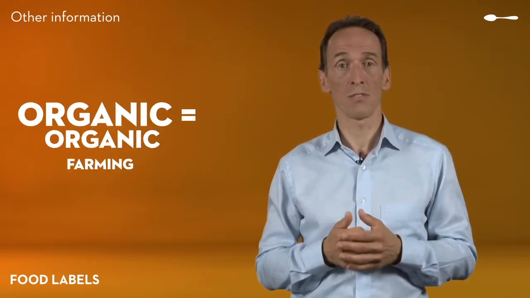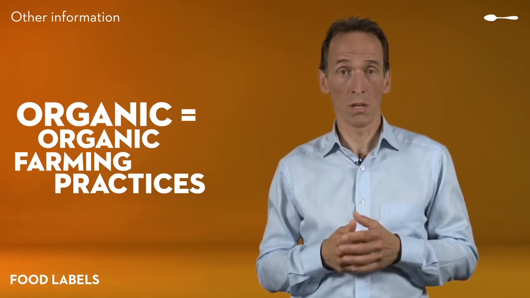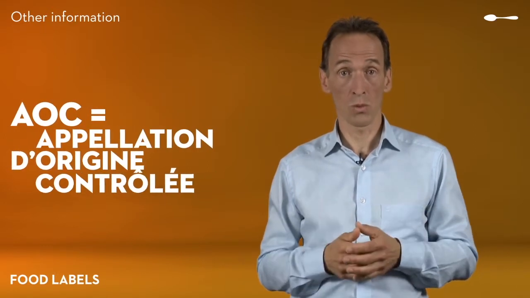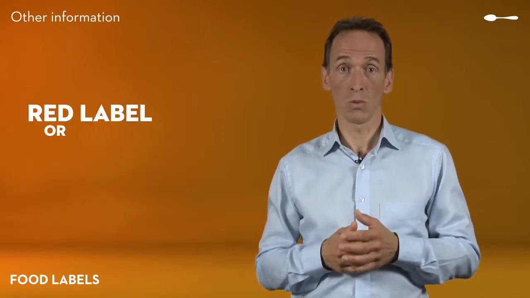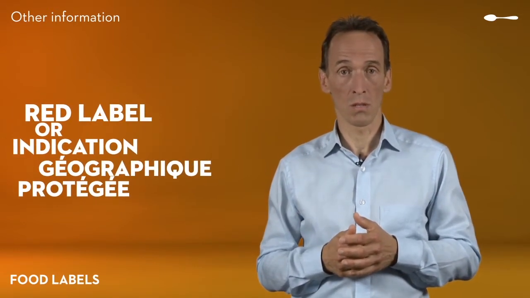A food label can also mention the product's origin, for example, its country of origin. It may also provide quality assurances. For example, organic refers to organic farming practices. AOC means Appellation d'origine contrôlée. There are others like red label or Indication géographique protégée.